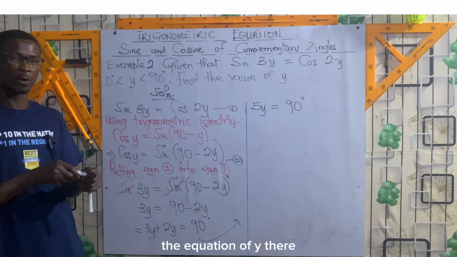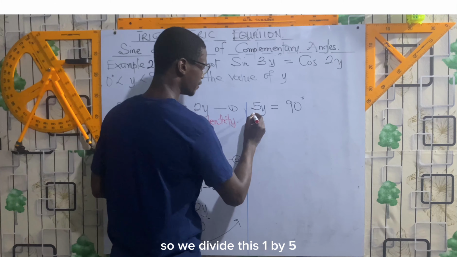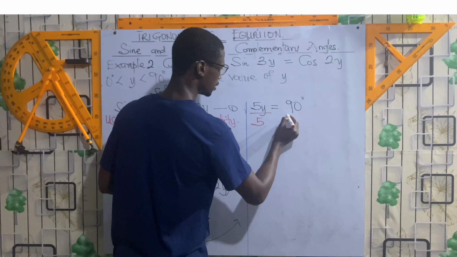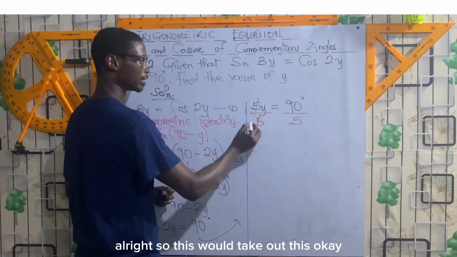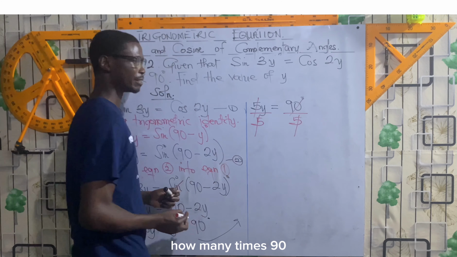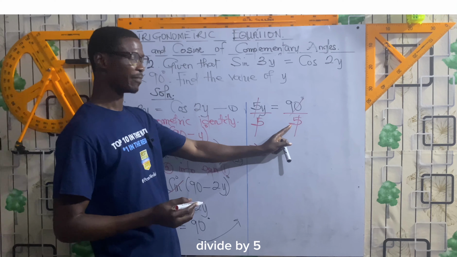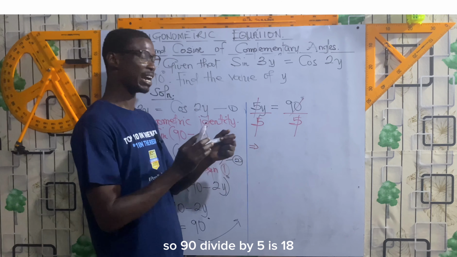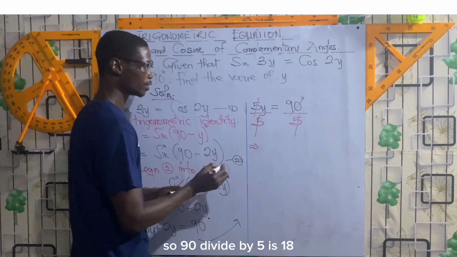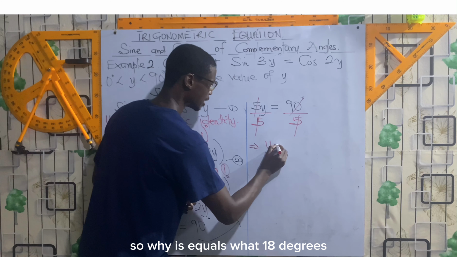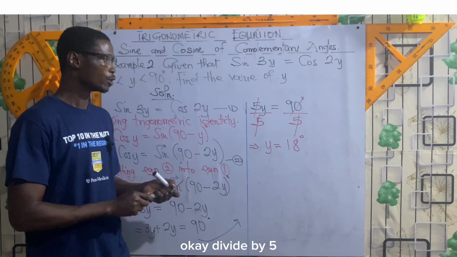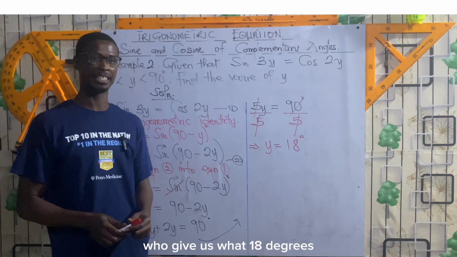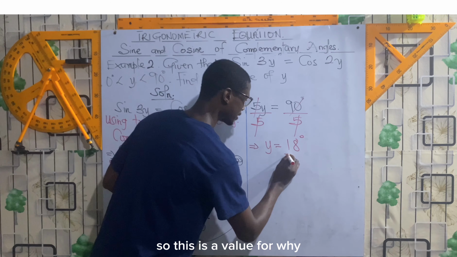And what's the coefficient of y there? Which is 5. So we divide this one by 5. We divide this one also by 5. All right. So this will take out this, and this will take out this. How many times? 90 divided by 5. So 90 divided by 5 is 18. So y is equal to what? 18 degrees. So this is the value for y.